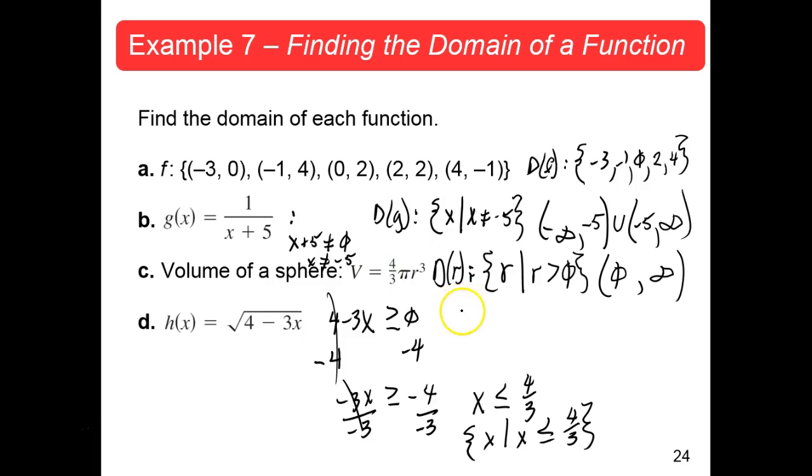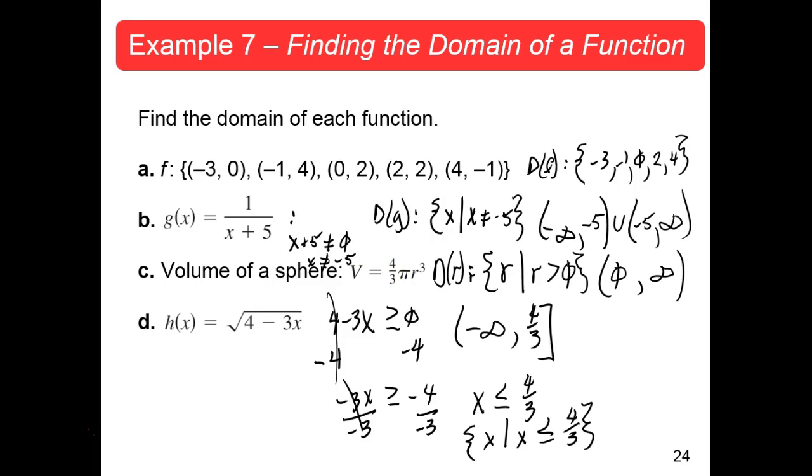Parentheses. Okay, we'll start with the parentheses. Negative infinity, that's certainly less than 4/3. Going up to 4/3. Bracket, you finally get to use your bracket. And there it is. The reason it's a bracket is that you include the 4/3. The equal sign is here, so you put a bracket there. Perfect. Y'all are good at this.